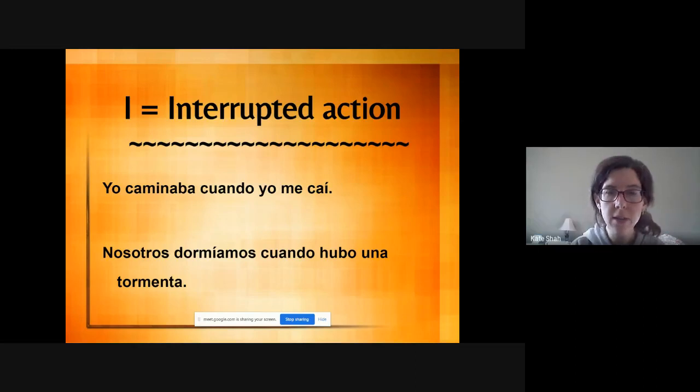When I fell is the single completed action. Caminaba is the interrupted action. It's what was happening. It's setting the scene and telling you what was going on. Nosotros dormíamos cuando hubo una tormenta. We were sleeping when there occurred a storm.